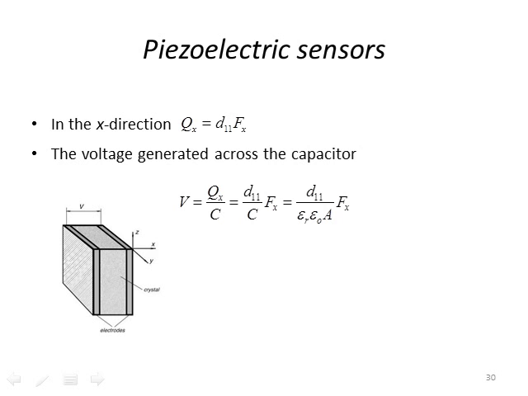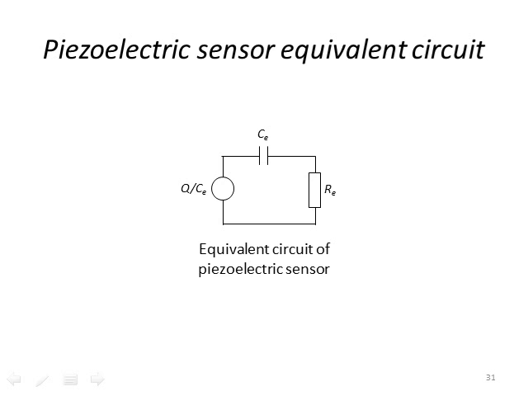In the x direction only, let's try to simplify things. The charge that's generated by a force that's applied in the x direction is equal to d11, for example, times Fx. And then the voltage generated across the parallel plate capacitor is going to be equal to d11 divided by the permittivities multiplied by the area overlap, and then that quantity multiplied by the applied force.